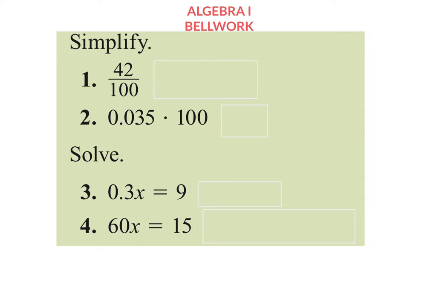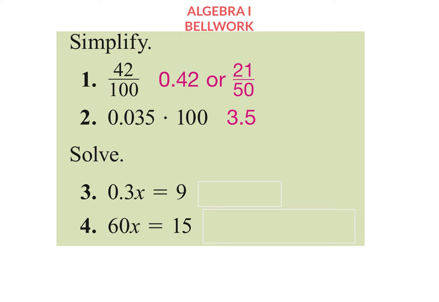It wants you to simplify. So the first one, you were just simplifying it from that fraction. As a fraction, it was 21 over 50, or as a decimal, 0.42. The second one just wanted you to multiply. That moved the decimal place over 2 places.